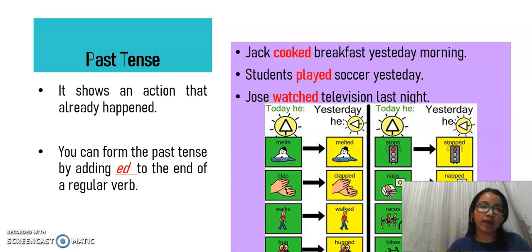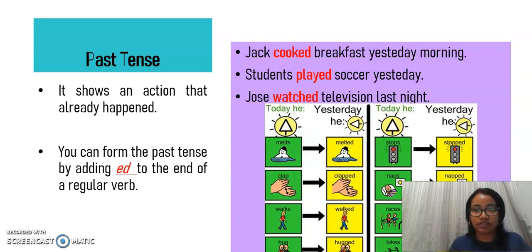Remember that in English we have two kinds of verbs. We have regular and irregular. The regular are all of those in which the only thing that we have to do is to add ed when we change it into the past. And then we have the irregular, that change the word completely. We are going to learn a little bit more later.